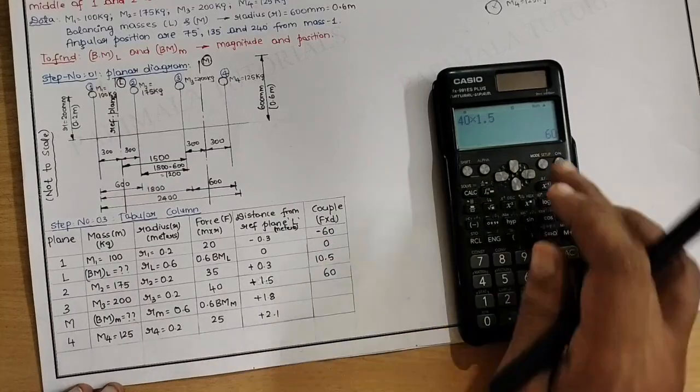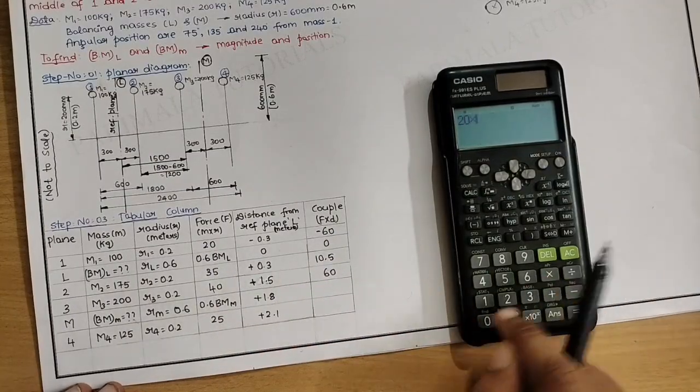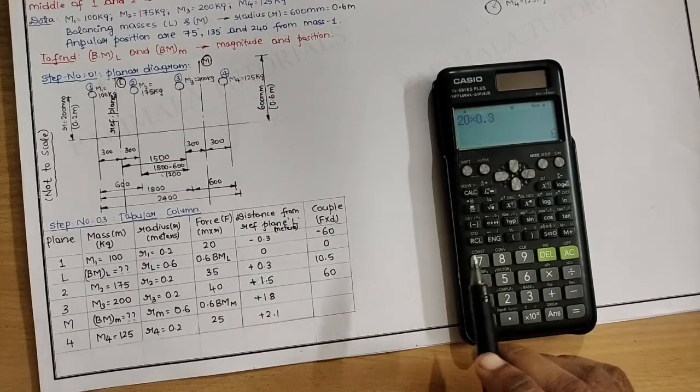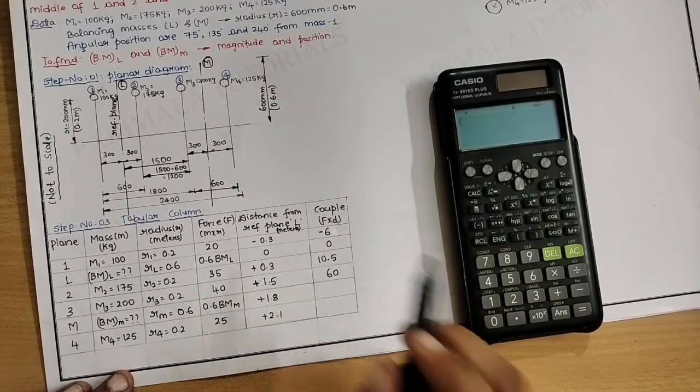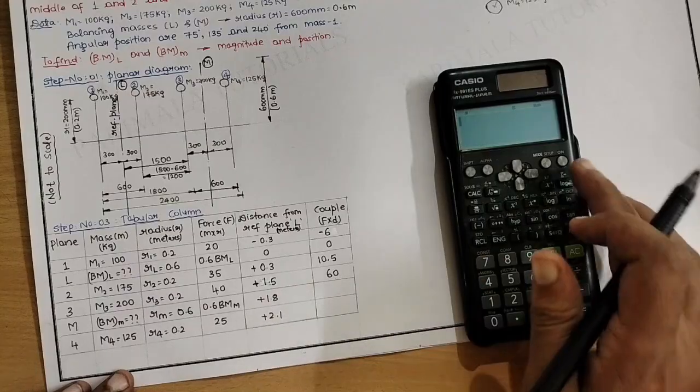Sorry, I think I made a mistake here. This is not 200 into 0.3. This is 20 into 0.3. That is the value 6. I will update now. This will be 0. Yes, it is correct. This is 35 into 0.3, 10.5, correct. 40 into 1.5, 60, it's correct.